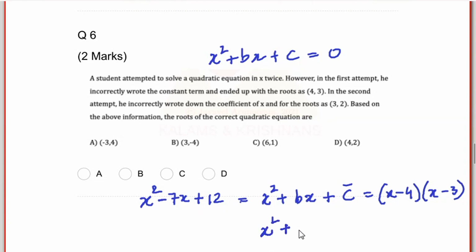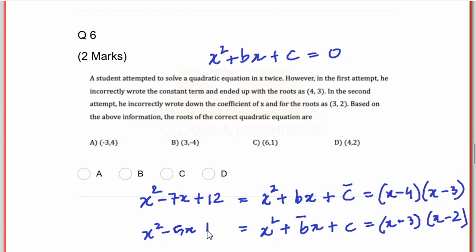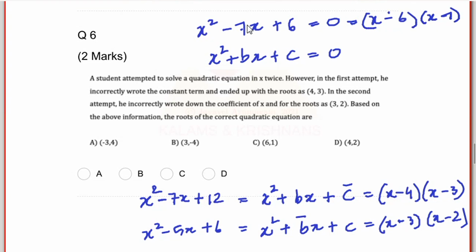Then this is x square plus b bar x. I think he wrote the second coefficient of x incorrectly, plus c. Notice this should be equal to x minus 3 into x minus 2, and that is x square minus 5x plus 6. So here we can see that the actual equation is x square, b is correct, right? So it's minus 7x, and the correct c is here, plus 6 equals 0. And this is easily solvable. Notice this is x minus 6 into x minus 1.